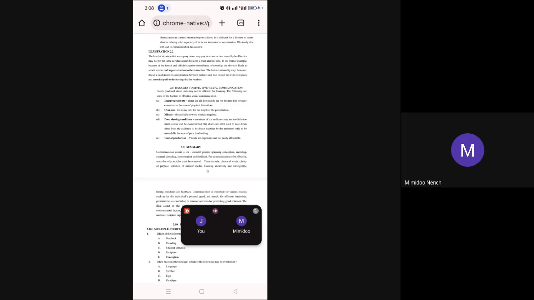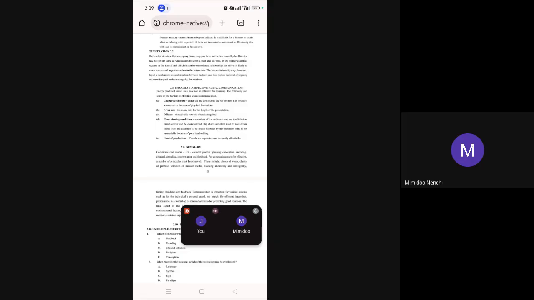Then another one is the cost of production, the cost incurred in having visual communication, which is also a hindrance. Visuals are expensive and are not easily affordable. So for you to transmit visually, either online or wherever, it is very, very costly, very, very expensive.